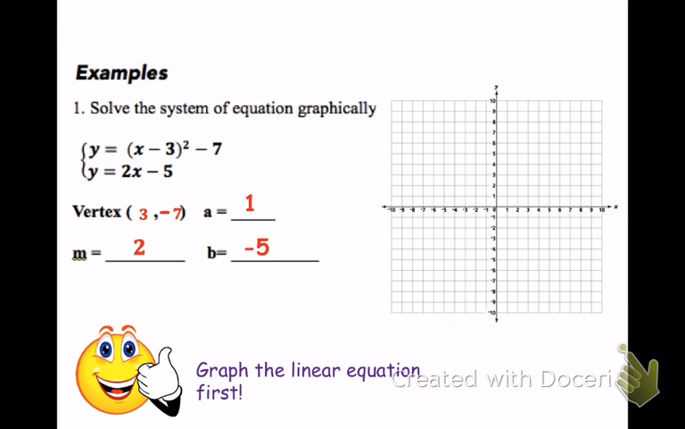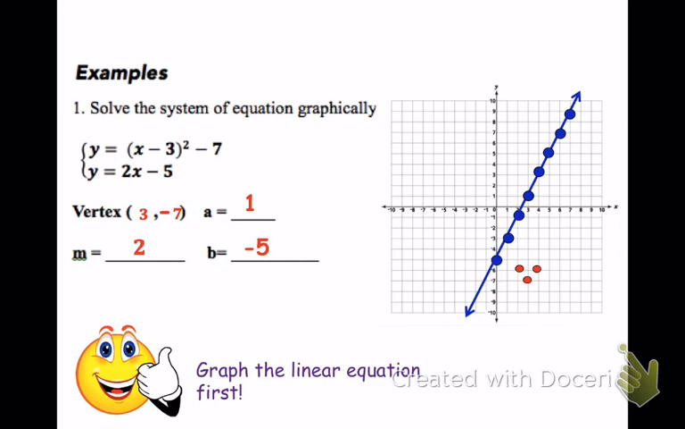Let's go ahead and graph the linear equation first. We put our y-intercept at -5. We're going to rise 2, run 1, rise 2, run 1, and continue this all the way to the edge of the graph, and then go backwards as well. Actually, I'm not even going to draw those. So here's my line. Now I'm going to graph my parabola. It's in vertex form, so I'm going to go 3 to the right, 7 down. My a value is 1, so I'm going to go 1 up to the left and to the right.